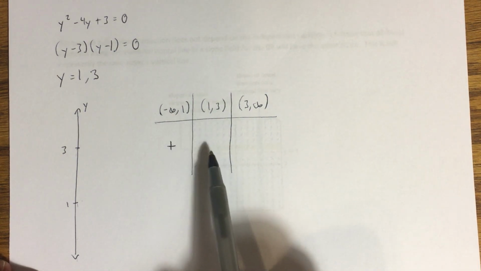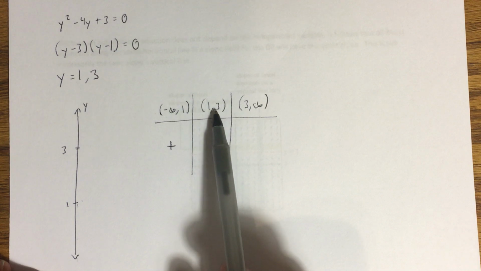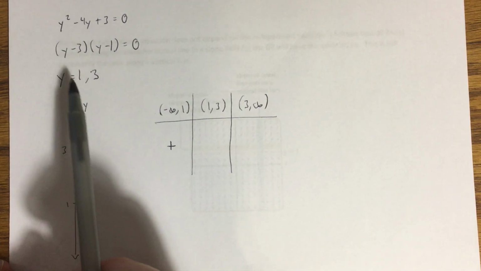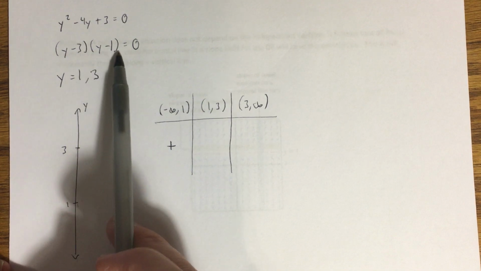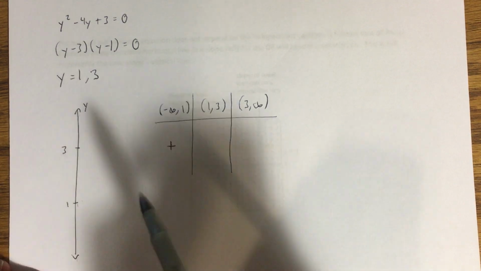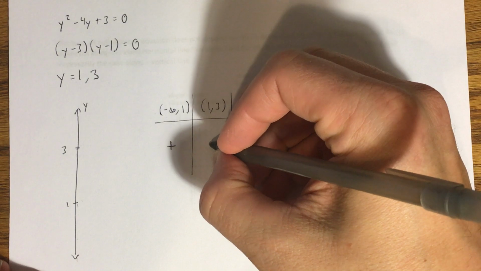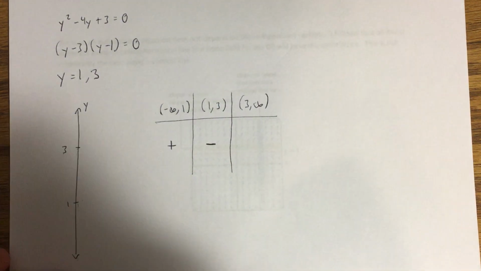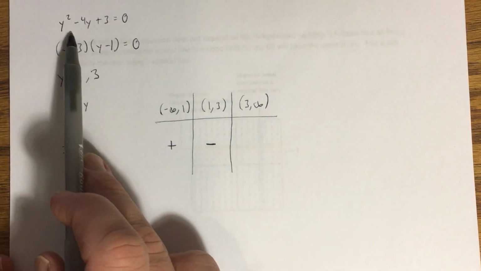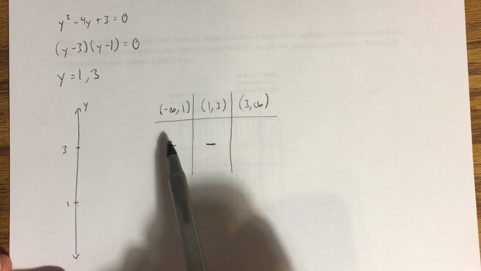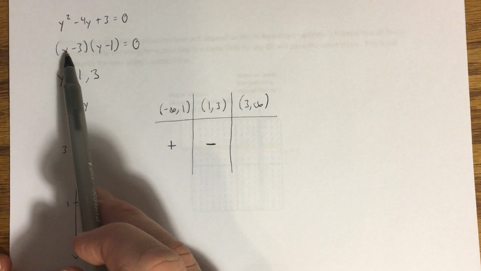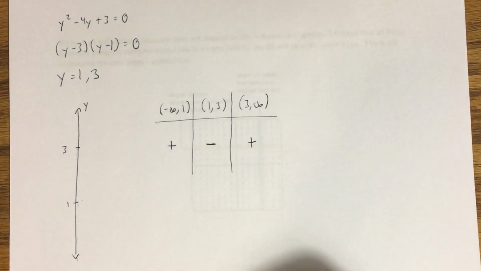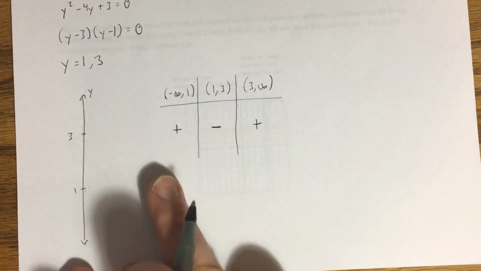If I plug a number from this interval, say 2, into this function right here, or its factored version, 2 minus 3 is negative 1, 2 minus 1 is positive 1, negative 1 times positive 1 is a negative 1, or more importantly, it's just something that's negative. And then if I plug a number from this interval into this function, let's say 20, it's a large number, both of these factors come out positive, and I know that positive times positive is a positive number.